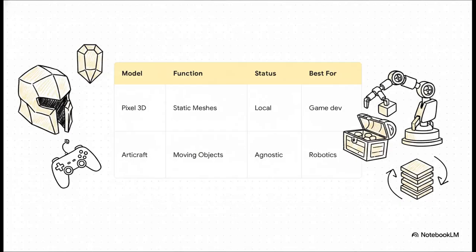So comparing these two, you can see they serve distinctly different developer needs. Pixel 3D is your absolute go-to for static, hyper-detailed 3D meshes, which is perfect for game development or product visualization. Artecraft, on the flip side, is totally agent-agnostic and generates articulated, moving objects. Crucially, developers now have access to Artecraft's massive open-source dataset of 10,000 articulated everyday objects. If you're building robotic training simulations and need to teach a robotic arm how to manipulate objects, having access to this data is a complete game-changer.